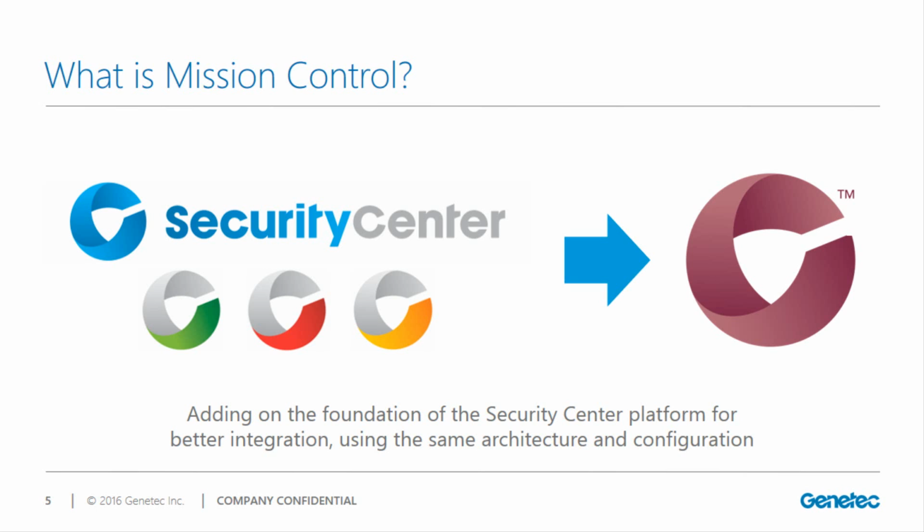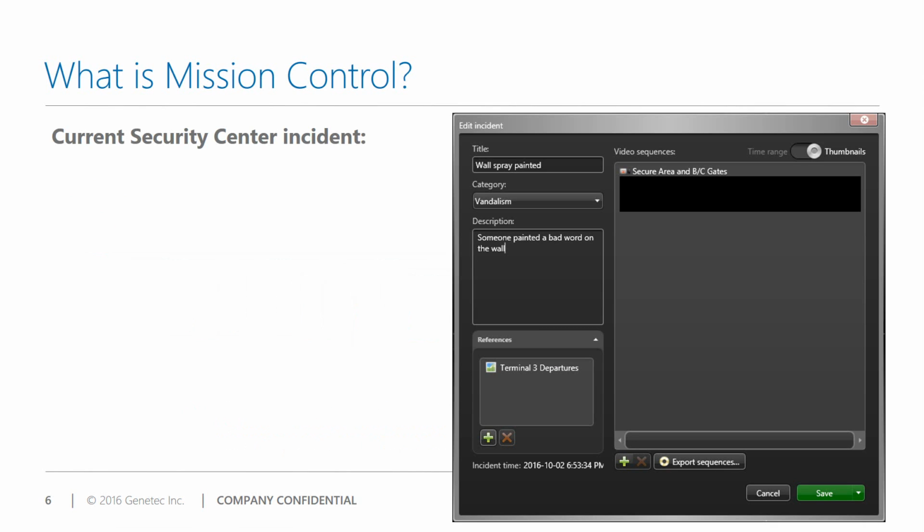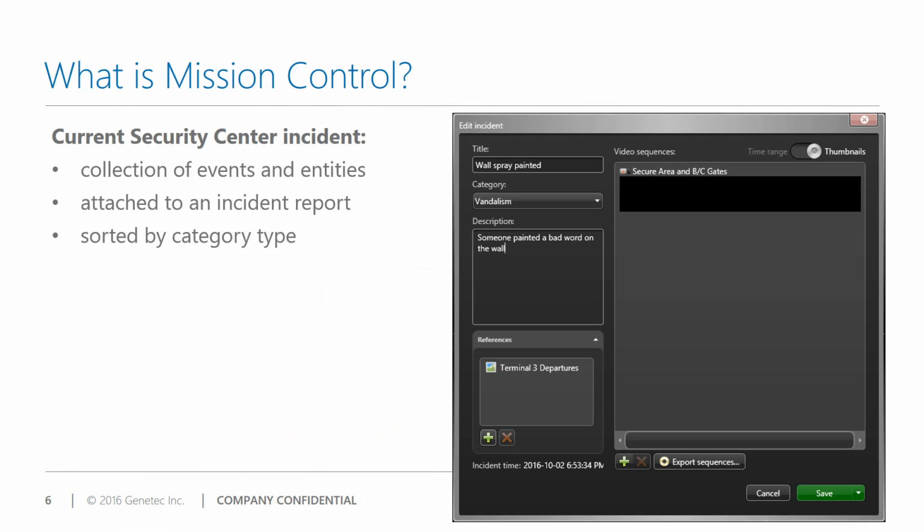We're going to talk a lot about incidents in this video series, so I just want to pause to talk about what we mean when we use that term, and clarify the difference from the existing use of the term in Security Center. Currently, an incident is a collection of events and entities, such as specific cameras and doors, that are attached to an incident report and sorted under a category. These incidents can be searched for later using the Incidents task, where we can filter the report based on some of the information provided, such as the category or one of the attached reference entities.